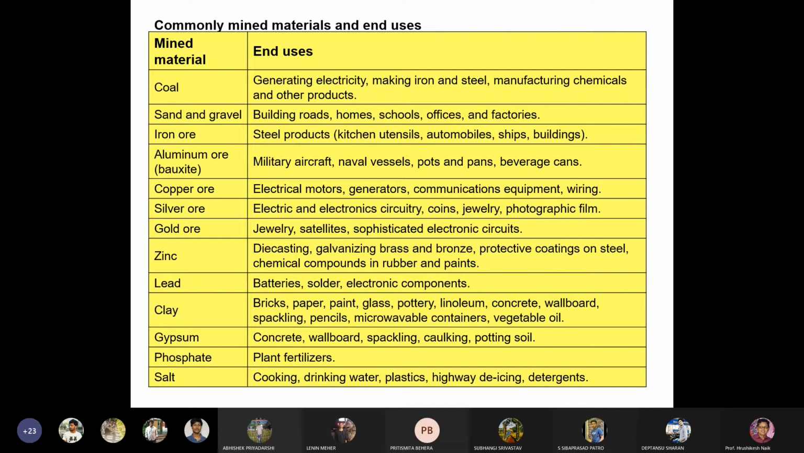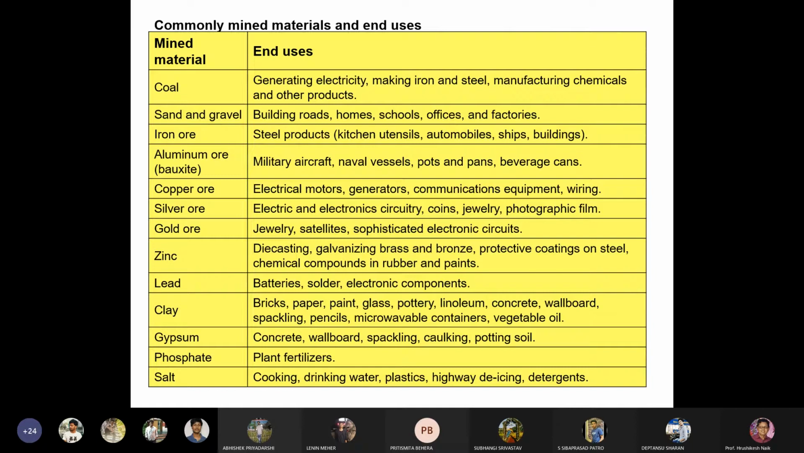Similarly, bauxite mining. We mine the aluminum ore, bauxite. And this aluminum is used for military aircraft, naval vessels, pots and pans, beverage cans. So that is why we go for aluminum ore mining.